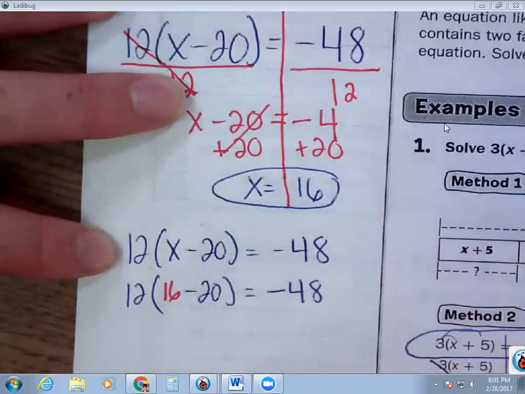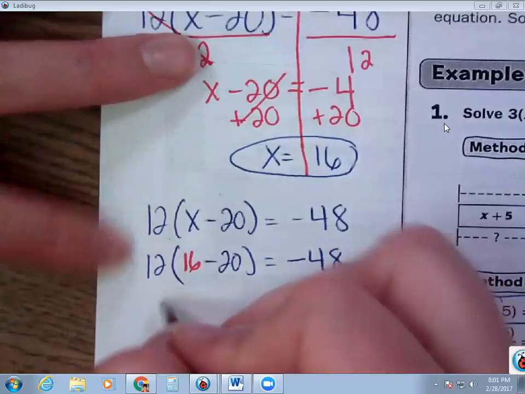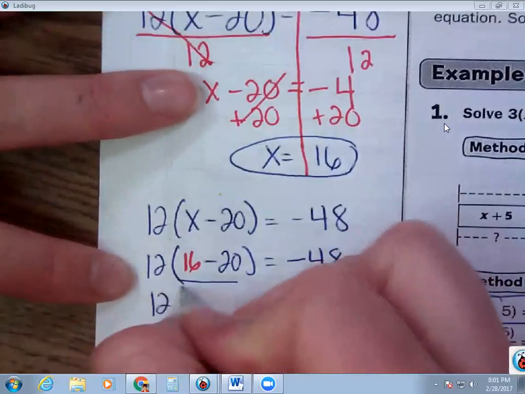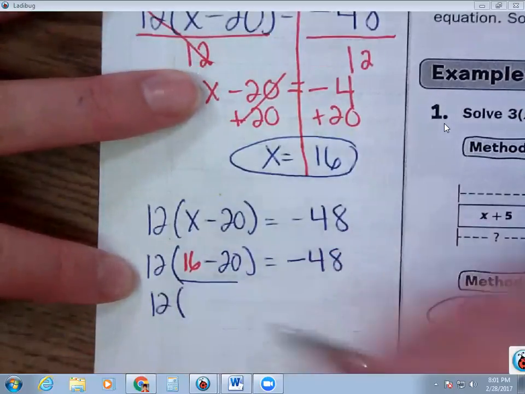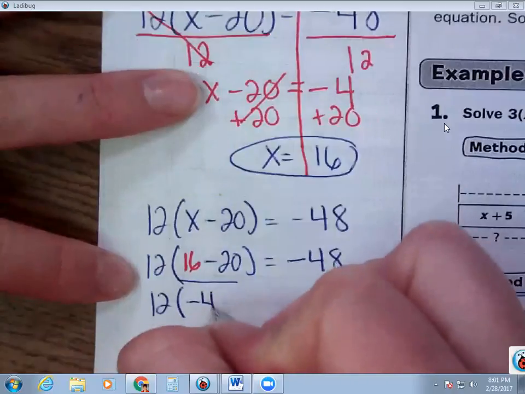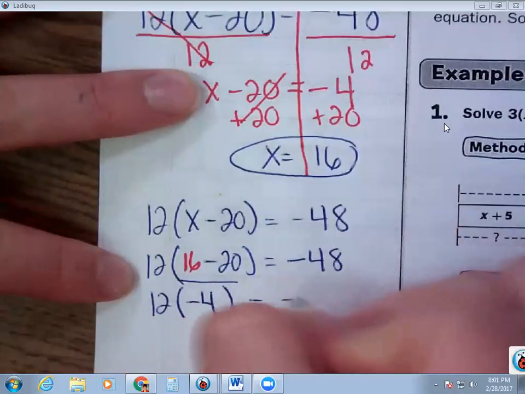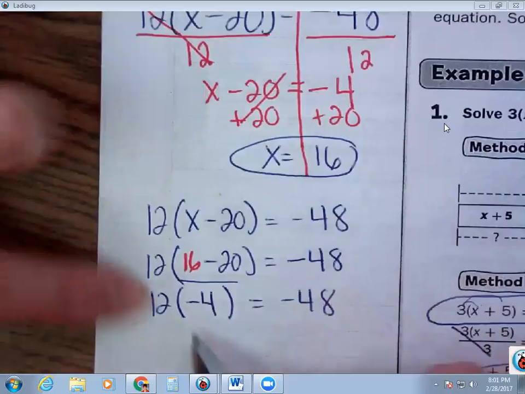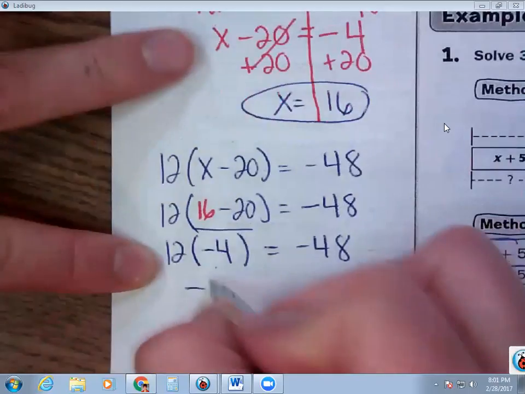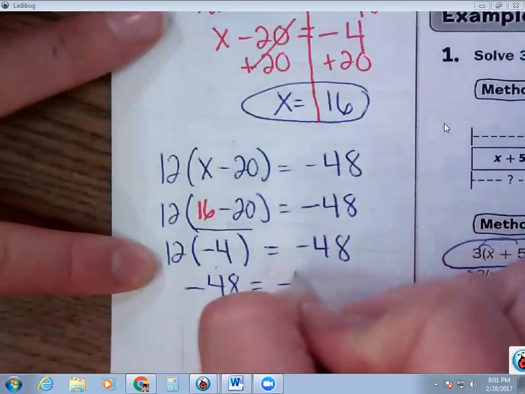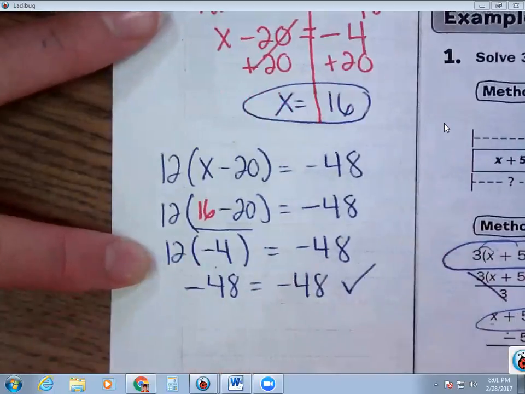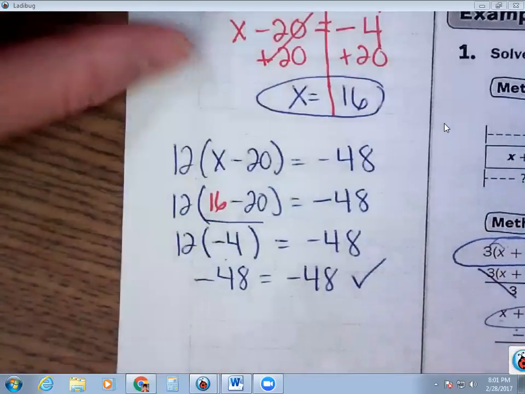So let's do parentheses. PEMDAS says parentheses first. 12 times, 16 minus 20, that's negative 4, equals negative 48. And what is negative 4 times 12? Well, that is negative 48. And we're good. Boom.